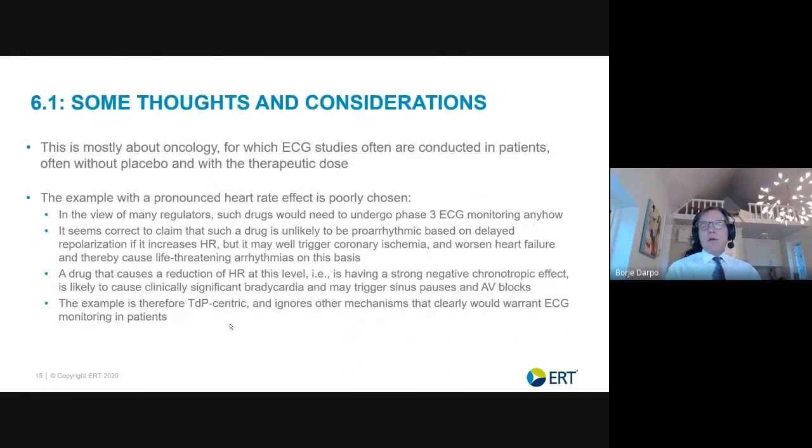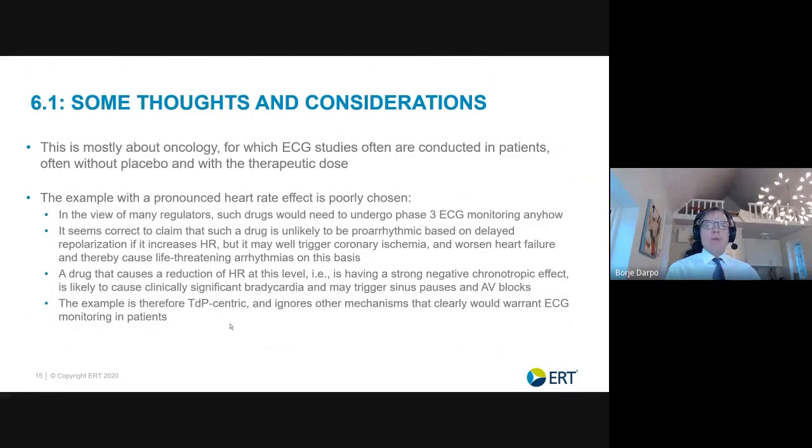So my thoughts on this is that this is mostly about oncology. These studies are often conducted in patients, often without placebo and with a therapeutic dose. So this is mostly oncology. We also see some of this in other areas where a therapeutic dose in patients really cannot be given to healthy subjects. Dopamine agonists and some neuroleptics, as an example. I believe that the example with a pronounced heart rate effect is poorly chosen and should be taken out of the guidance. In the view of many regulators, this type of drug that causes a substantial heart rate effect to this extent will have to undergo phase 3 ECG monitoring anyhow.